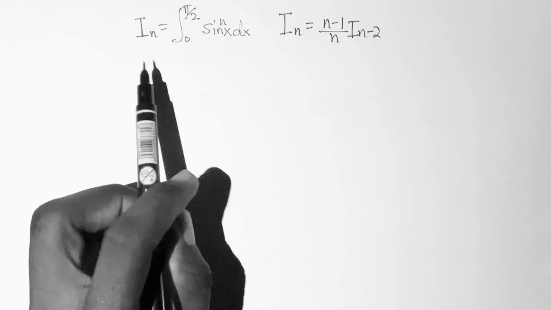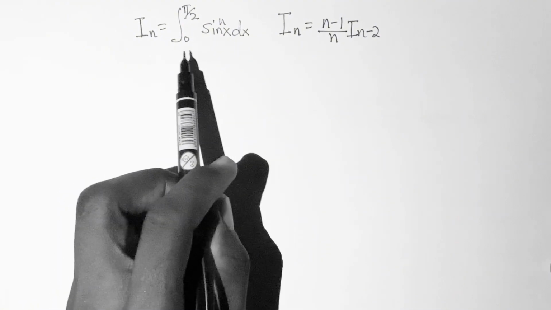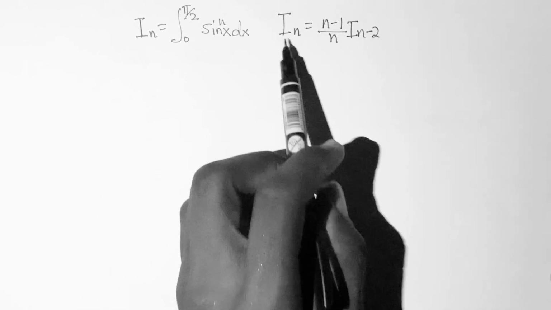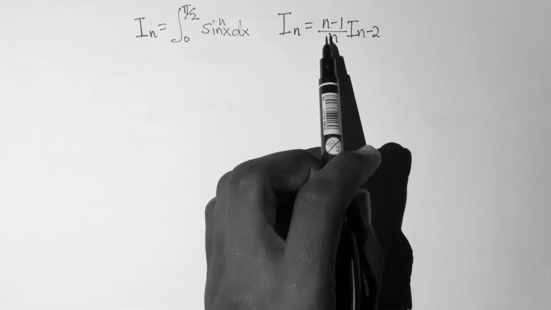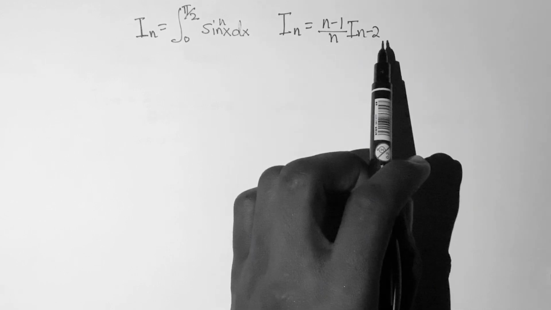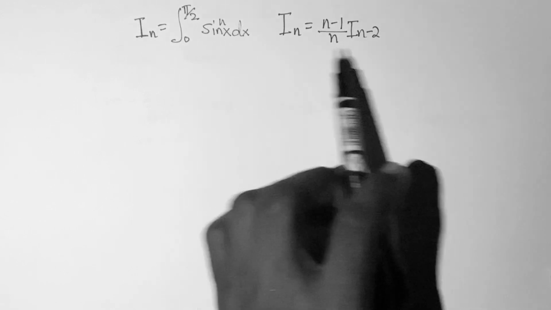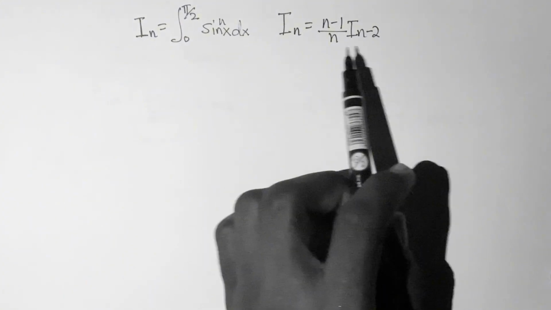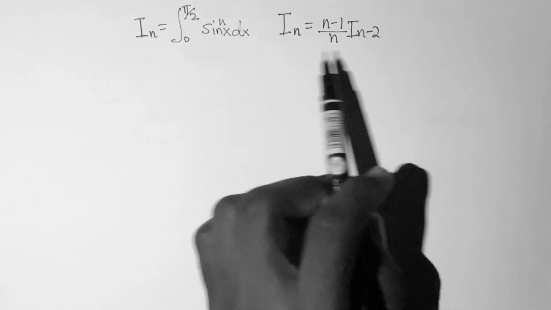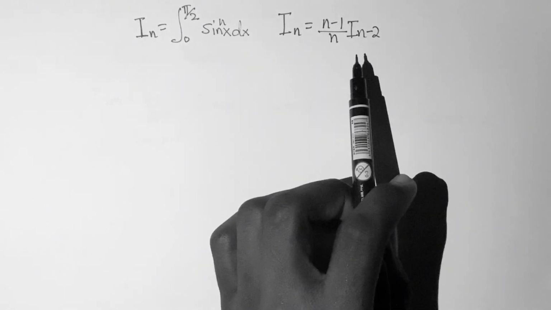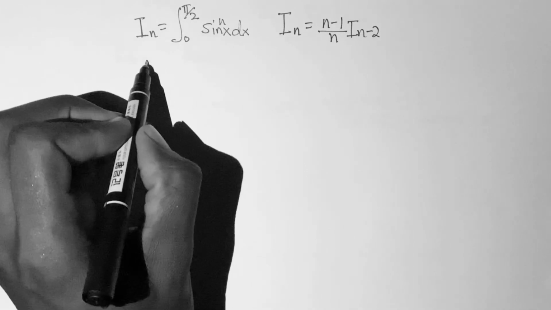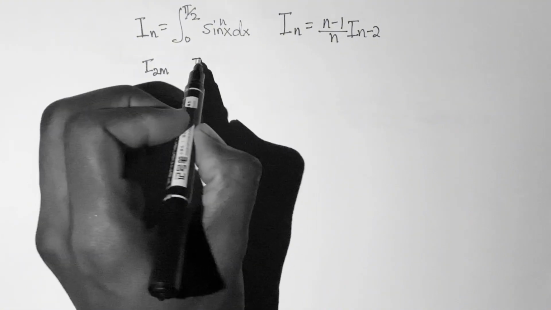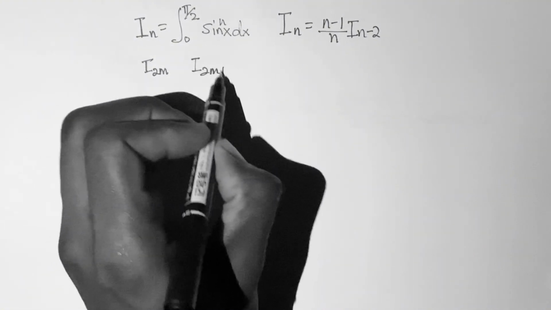From the question, we're given that I of n is equal to the integral of 0 to pi on 2 of sine x exponent n dx, and then we established that I of n is equal to n minus 1 over n, I of n minus 2. Now, based on the reduction formula we got, we can have the case of even numbers, and then we can also have the case of odd numbers. For even numbers, we have to look for the case of I of 2m, and for odd numbers, we have to look for the case of I of 2m plus 1.